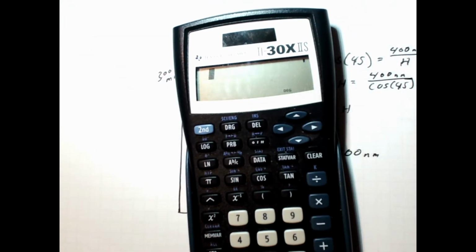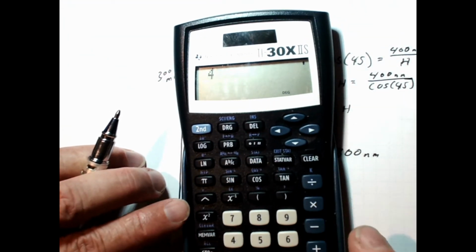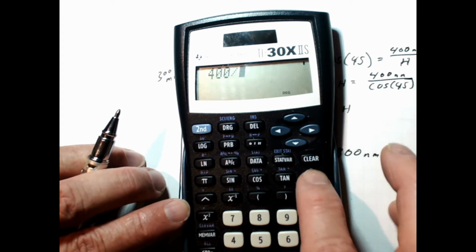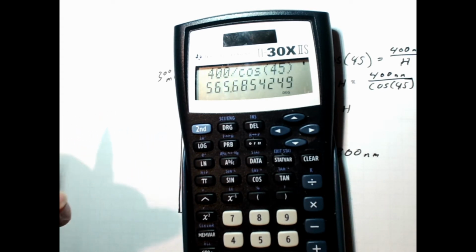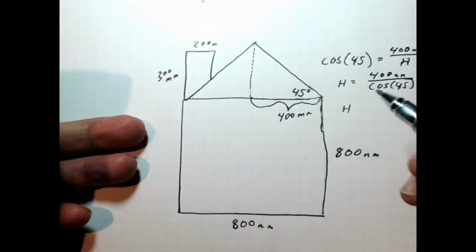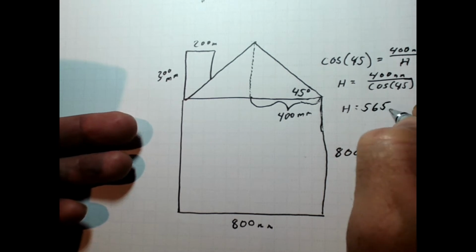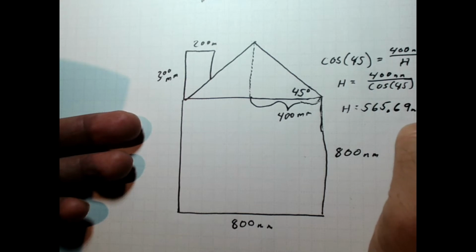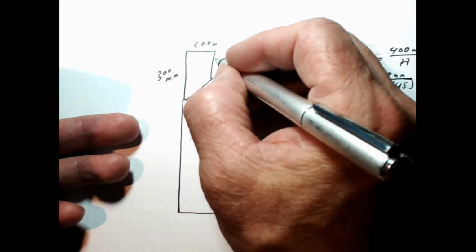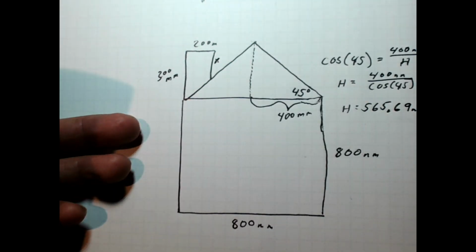Right, so I'm going to use my calculator. 400 divided by cosine 45, I get 565.685429. So I think rounding it off to the nearest hundredth will be enough. So I'm going to round that off to 565.69 millimeters. Right? Now I need to find this length.